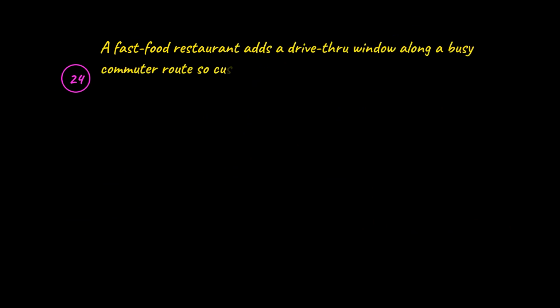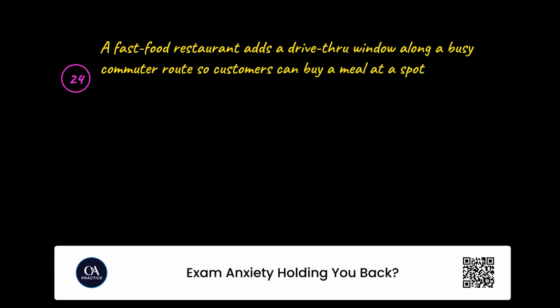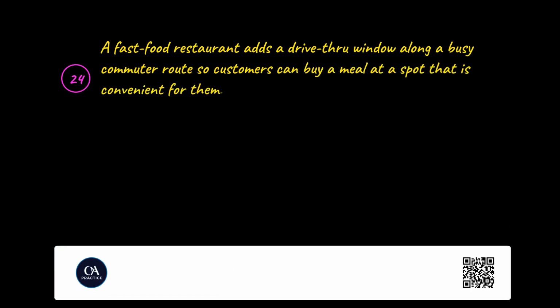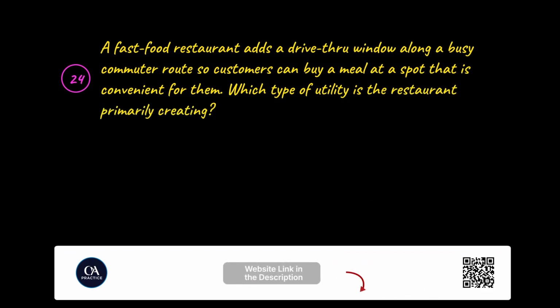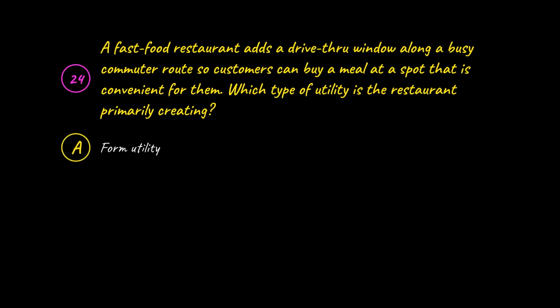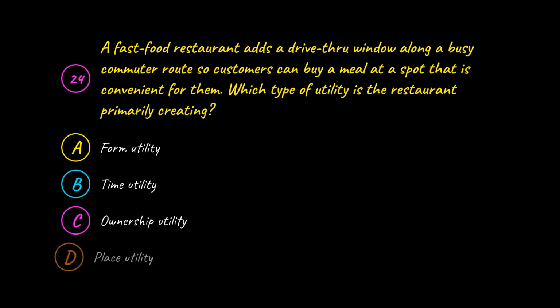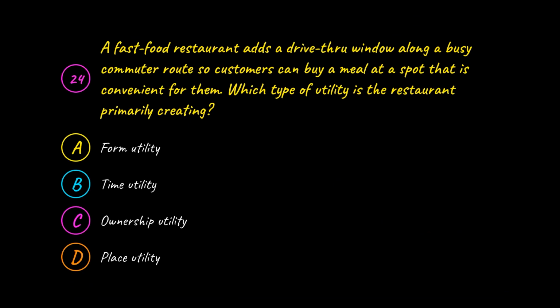Question 24. A fast food restaurant adds a drive-through window along a busy commuter route so customers can buy a meal at a spot that is convenient for them. Which type of utility is the restaurant primarily creating? Your options are A. Form utility, B. Time utility, C. Ownership utility, D. Place utility. Got a guess? Lock it in.